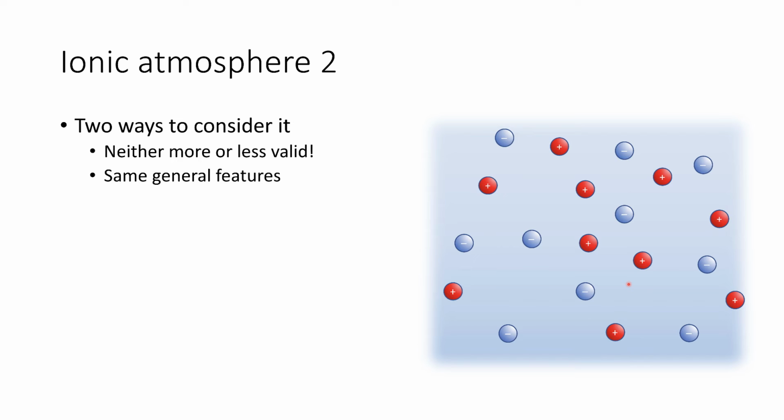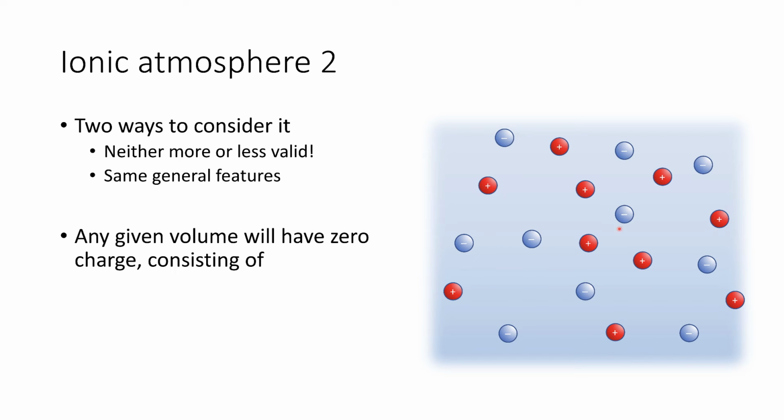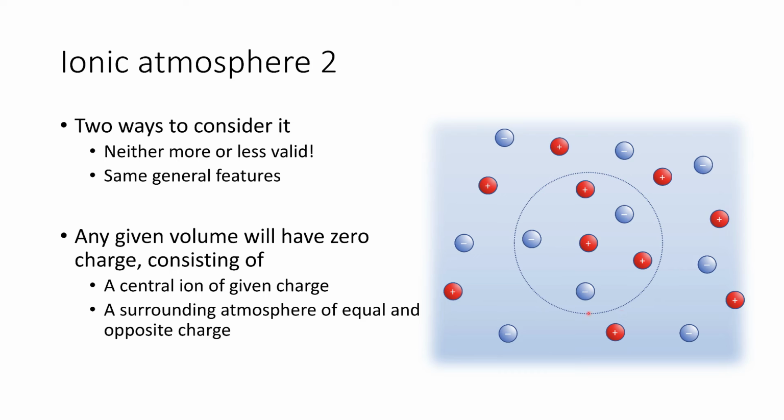There are a number of different ways of considering the ionic atmosphere. There are two main ways that I'm going to cover, but neither is more or less valid than any other, and they have the same general features. When we think of an ionic atmosphere, if we define a volume in our solution, this particular volume will have zero charge. I'm just going to draw a circle to define an area in this solution. It will consist of a central ion of a given charge and a surrounding atmosphere of equal and opposite charge. So inside the sphere, the whole thing has zero charge, but it's centered on a positive charge here, which means the ionic atmosphere has a net negative charge to compensate.